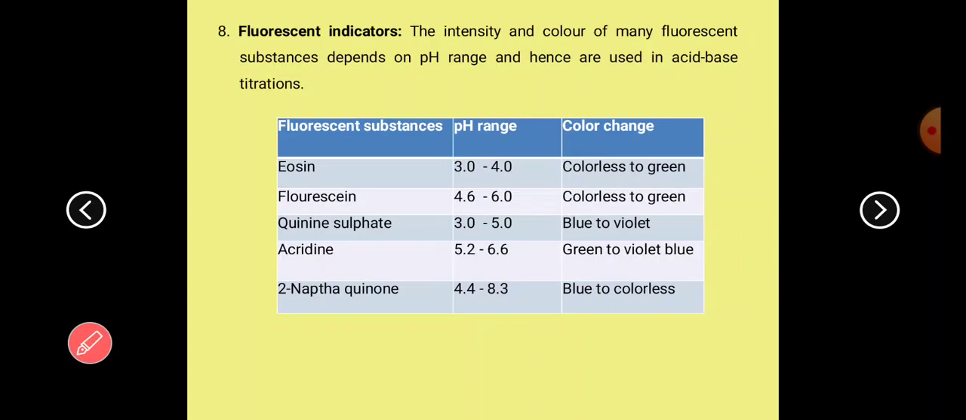So by this study, we can gain knowledge about the principle involved in fluorimetry. What are the components of the instrument? From this, you can gain knowledge about the principle involved in fluorimetry. What are the components of the instrumental fluorimetry?